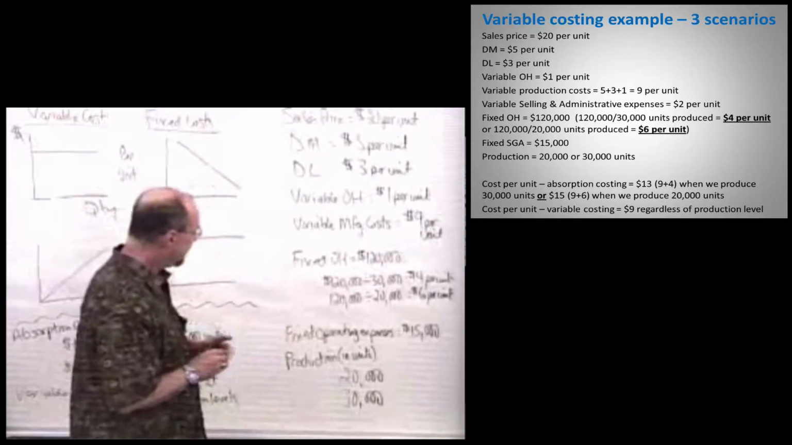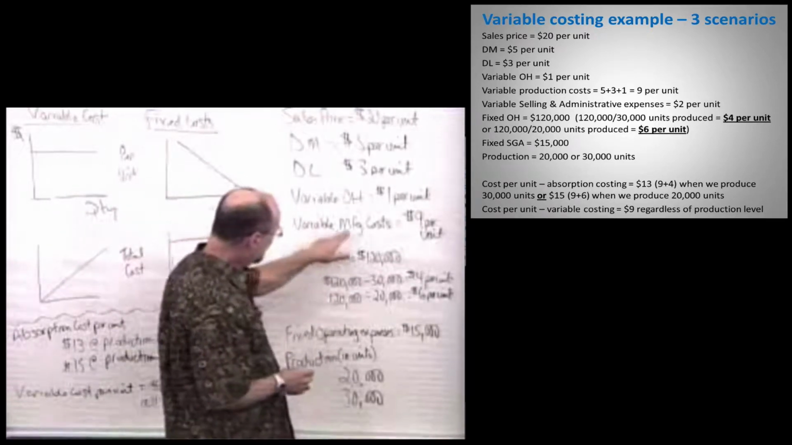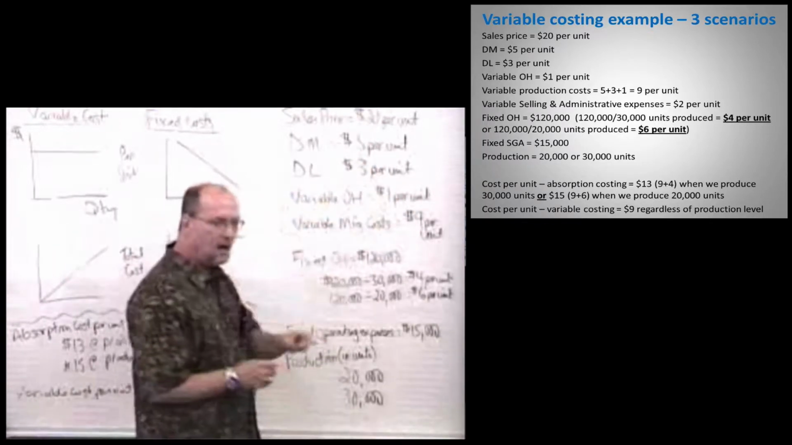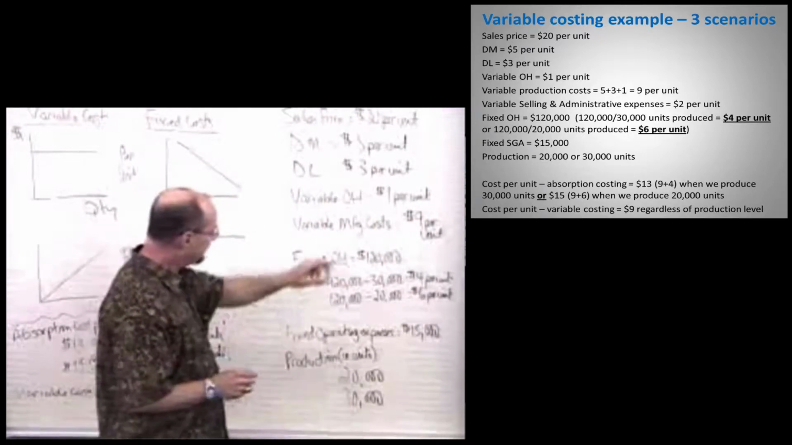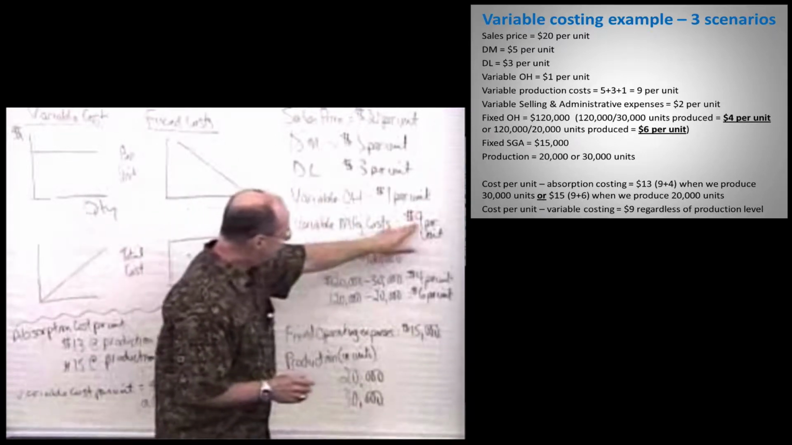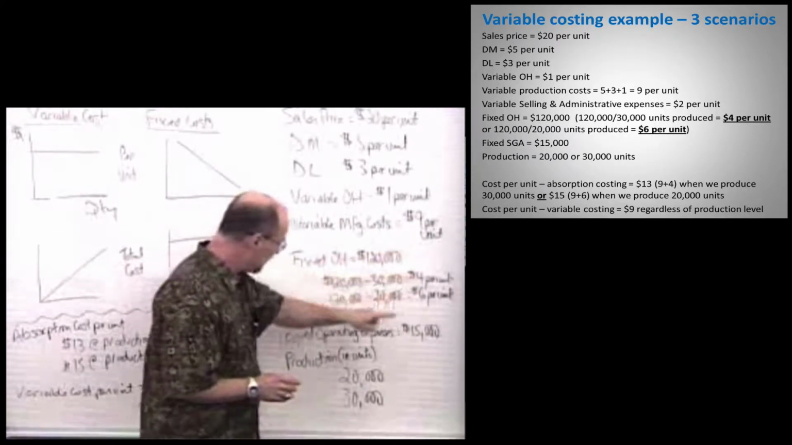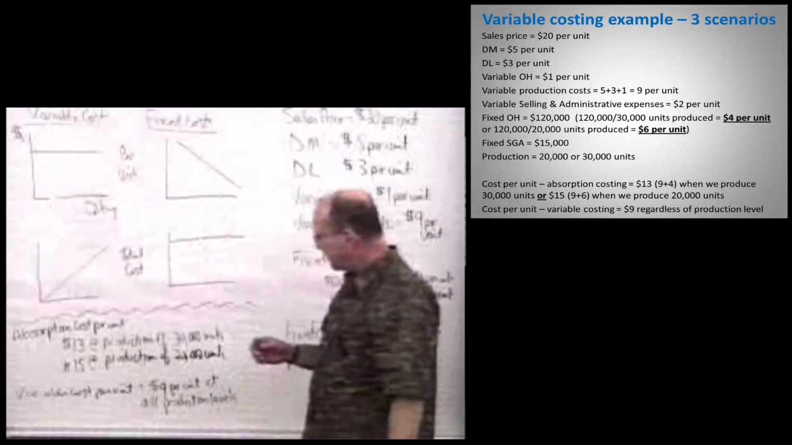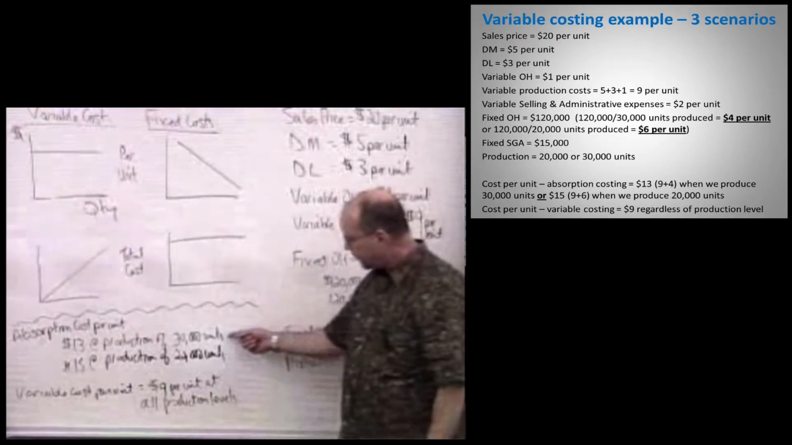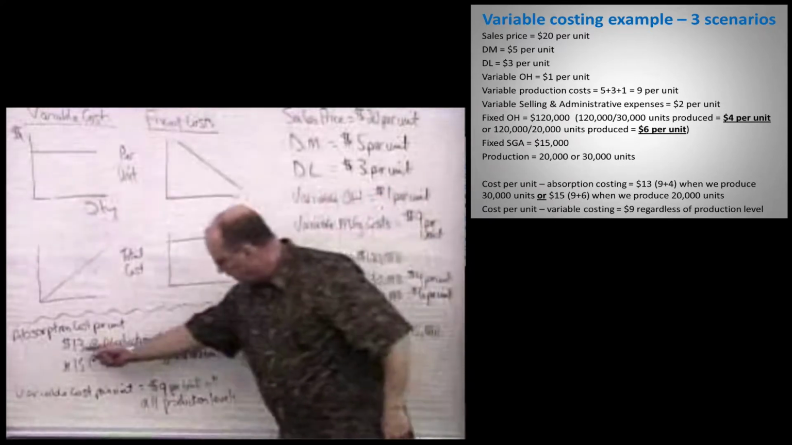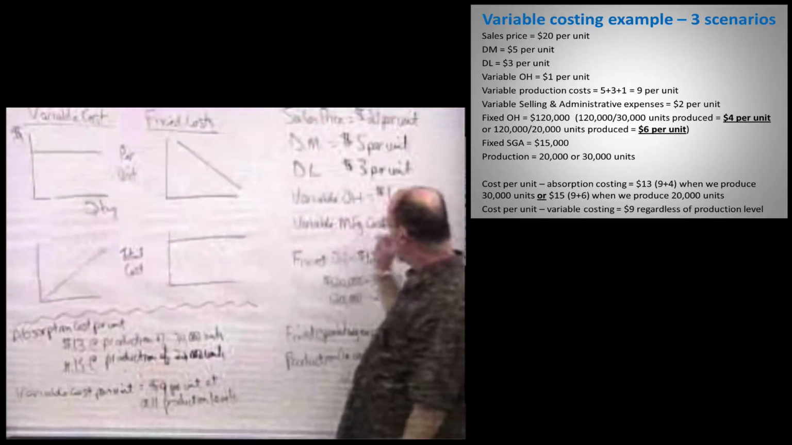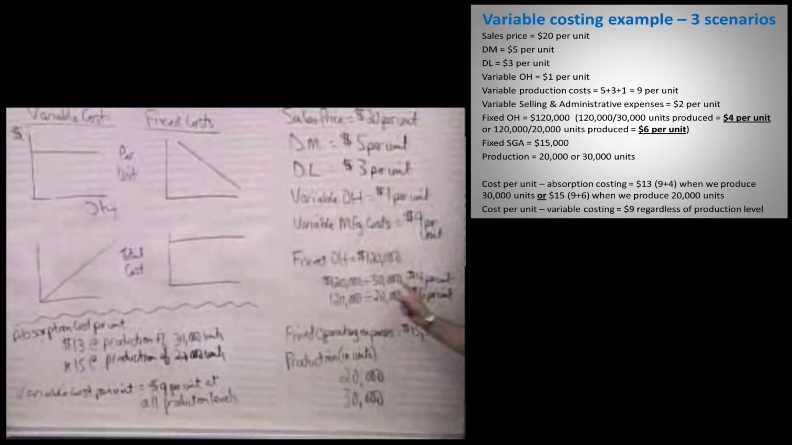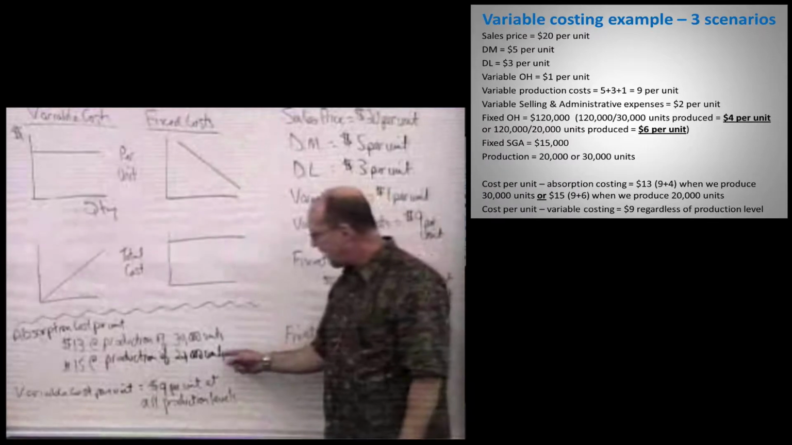Now, we said that under variable costing, my variable manufacturing costs are $9 per unit, which again is 5 plus 3 plus 1. Under absorption costing, my manufacturing cost will be 9 plus 4, $13 per unit, which is over here. Let me step over here. Under absorption costing, when I produce 30,000 units, my product cost is $13 per unit, which again is the 9 plus the $4 of fixed overhead.